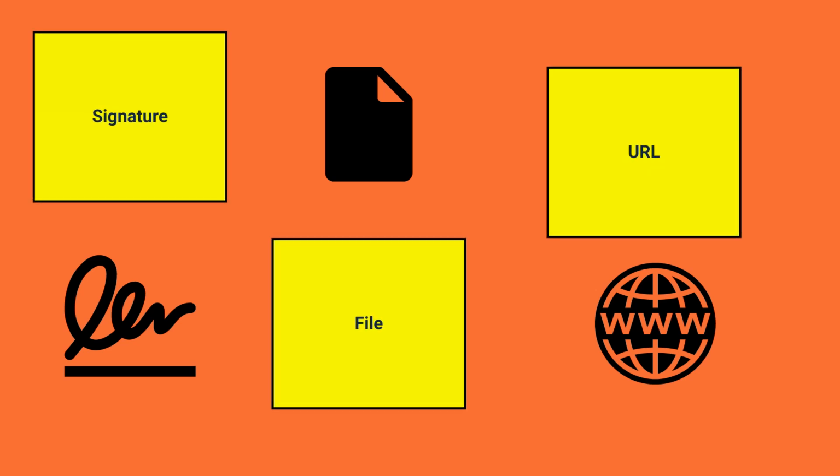The signature form allows users to input a drawn signature. The file form allows users to upload a file. And the URL, you guessed it, allows users to input a URL. Let's look at these fields in action.